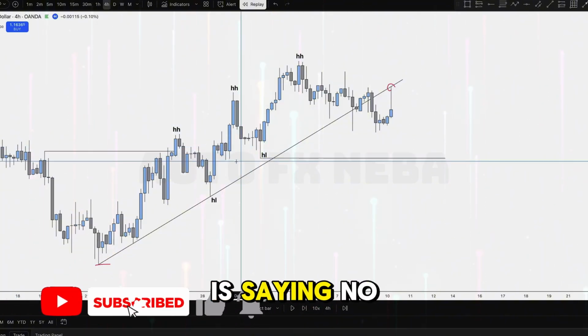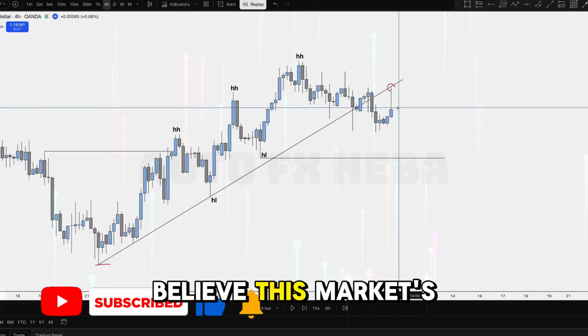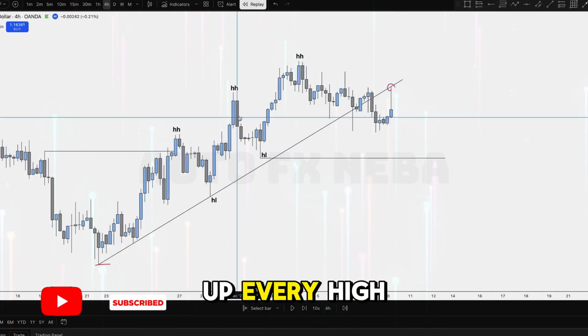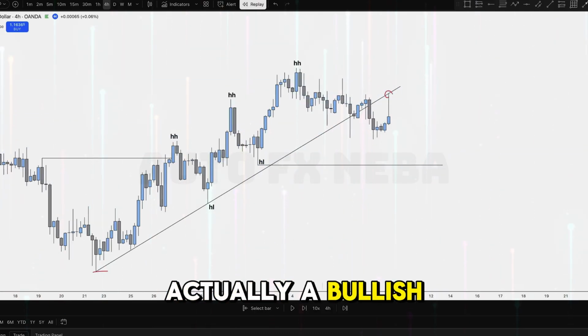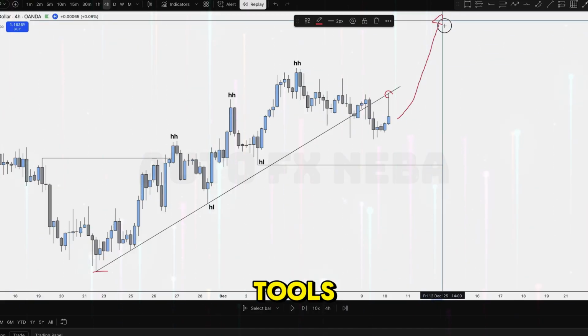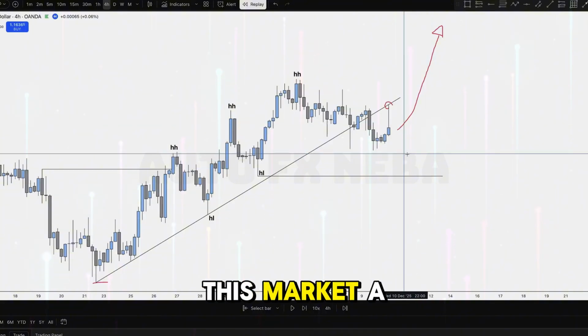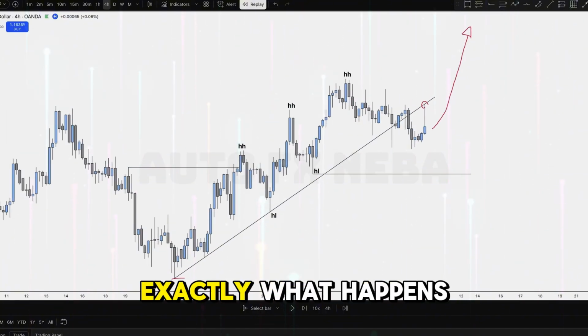So price itself is saying, no, this market is going up, okay? We don't have any reason to believe this market's going down. We are going up. Every high we're printing, every low we're printing is higher than the previous one. So this is actually a bullish market that should be bought into. And if you trust these arbitrary tools, you're going to be caught on the wrong side of this market a lot because you're now looking to sell a bullish market. Now let's see exactly what happens next.